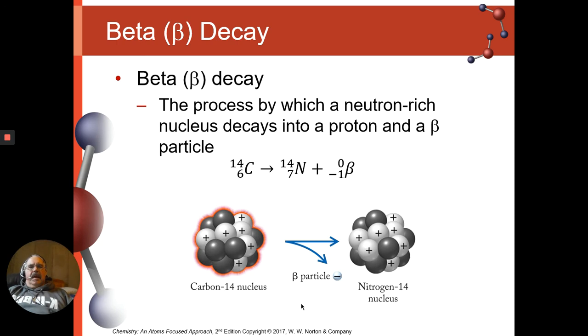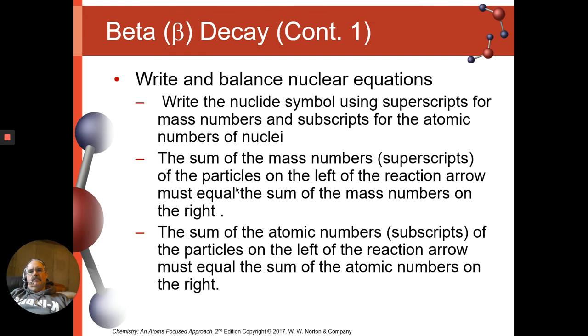First we'll look at beta decay, and this occurs when we have too many neutrons, in which we have a neutron-rich nucleus. An example is carbon-14, and carbon-14 undergoes beta decay to produce stable nitrogen-14. To balance this equation, we add up the subscripts and the superscripts. 0 plus 14 is 14, minus 1 and 7 is 6. So this is how we balance nuclear equations.